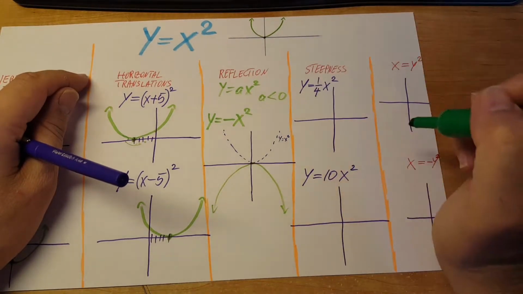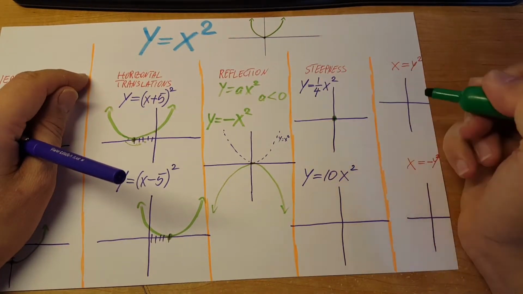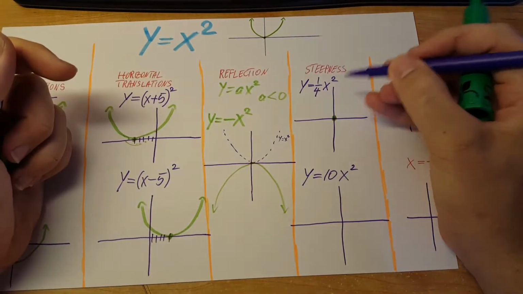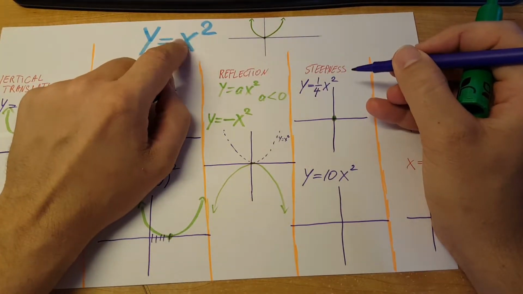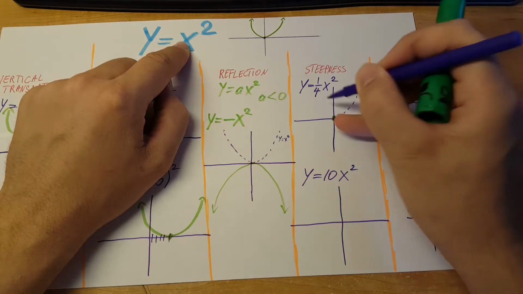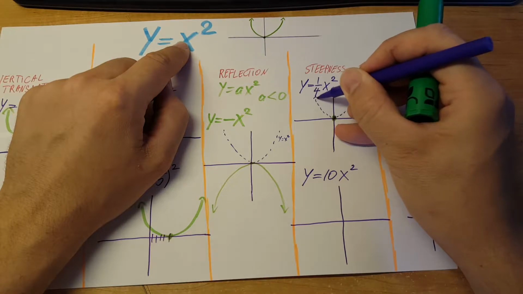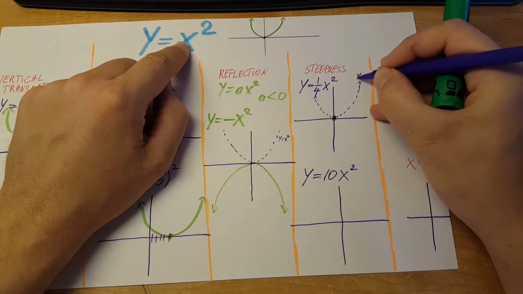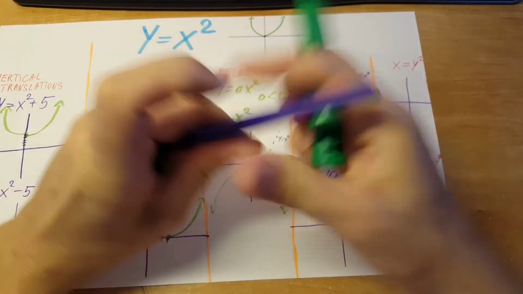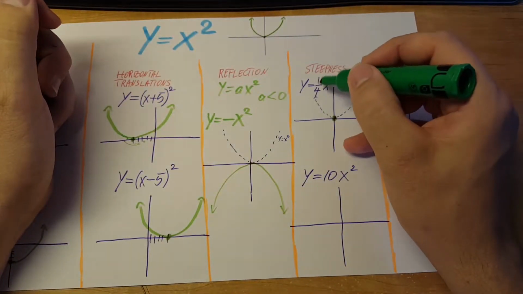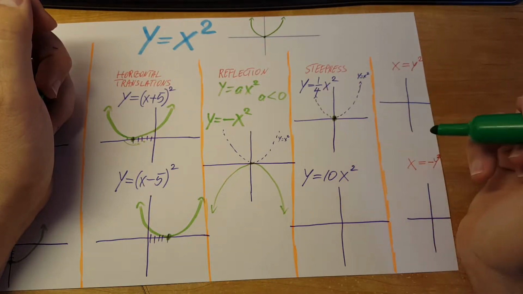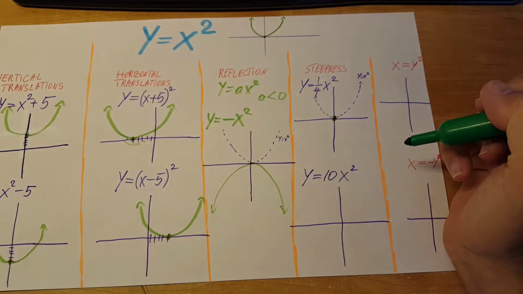Okay, here the vertex will be at 0, 0. And as a comparison, it's always good to make a comparison to y equals x squared. So this would be y equals x squared, and therefore 1/4 of x squared. If we draw it, we can see a nice visual comparison.